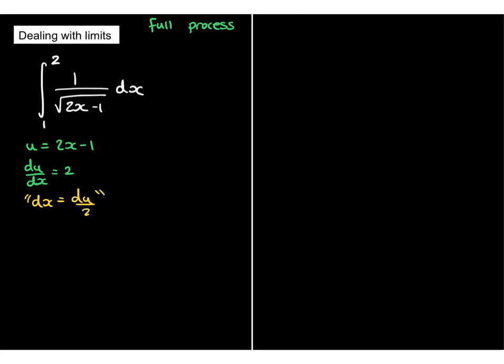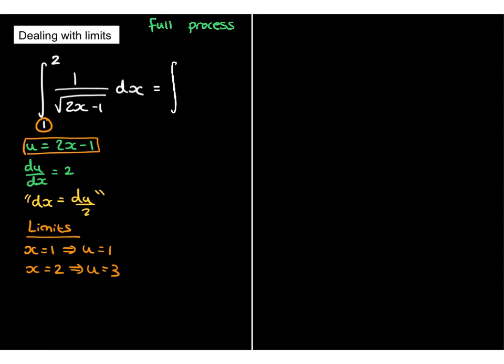Now, because this is a definite integral with limits, I also need to convert my limits as well, which I'll do very clearly here. So I have x equals 1, which is my original lower limit, and if I substitute that into this result here, what does that give me? It gives me u equals 1. I also have x equals 2, which gives me u equals 3. So my integral is now ready to be converted to an integral in terms of u.